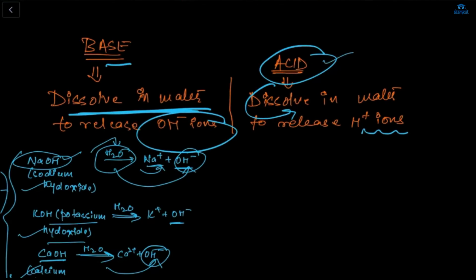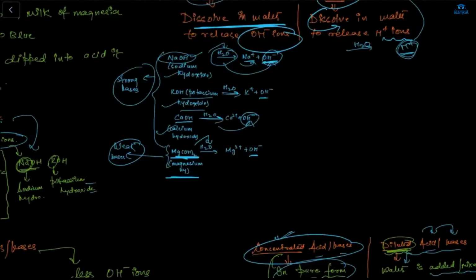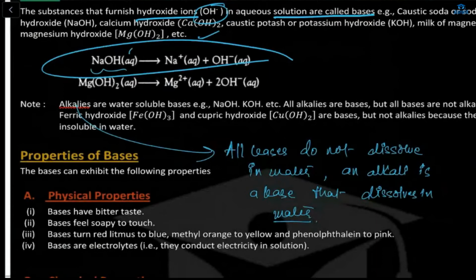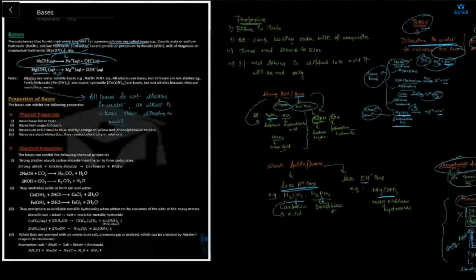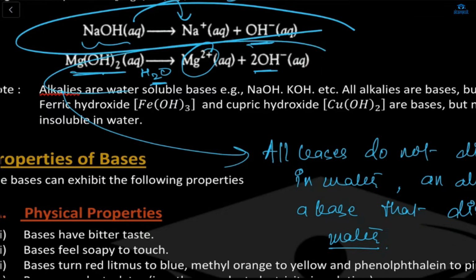But in the case of acids, if the examples of acids are dissolved in water, they release the H plus ions. But here they are releasing the OH minus ions, because OH minus is there in the base and H plus is there in the acid. Okay, got it? This is the same example which I wrote. NaOH means Na plus and releasing the OH minus ions. Mg(OH)2 is dissolving in the water to release the Mg2 plus and 2OH minus. This equation is a balanced equation.